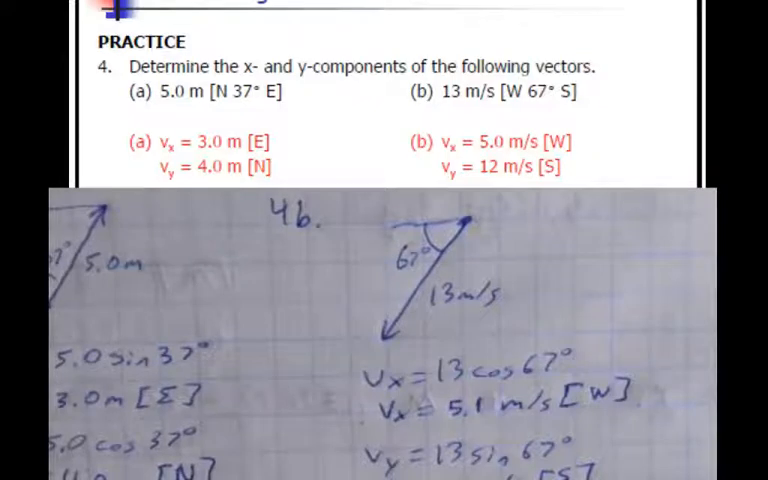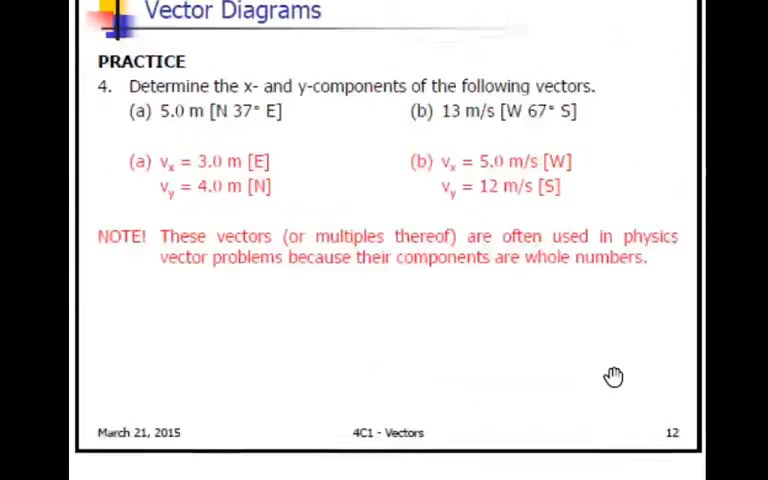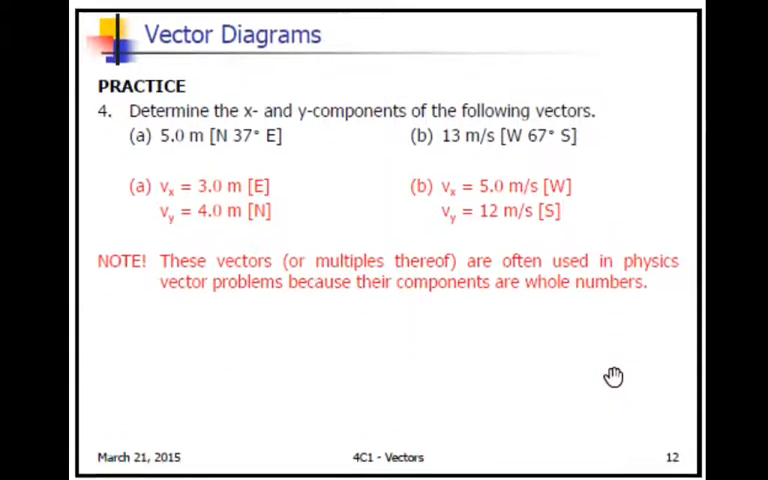Okay, so let me clean up the screen a bit here. So that's it for this lecture. It's important to understand this kind of breaking up a vector into components. We'll be doing it quite a bit, and you'll see it in some of the later questions that we do in some later lectures.